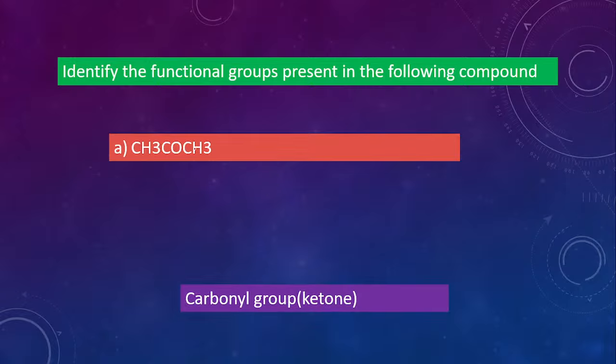So carbonyl group, C double bond O, right? C double bond O. This is what ketone, and this is a carbonyl group. So this one is ketone. Okay? Yes, ketone.